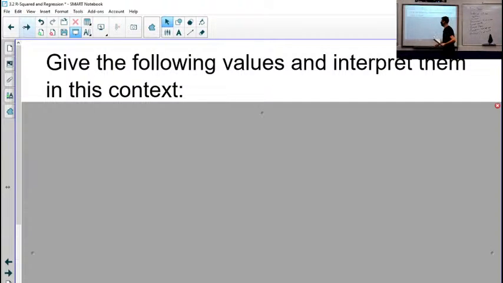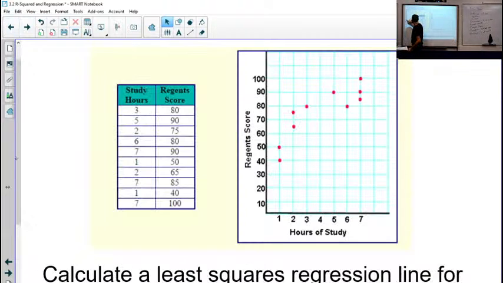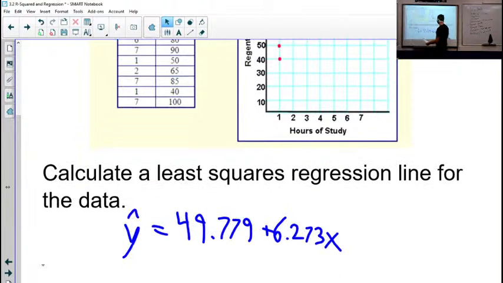Oh, I didn't give you the answer for the least squares regression line. There we go. By the way, you should define these variables, where y hat is the predicted score, and x is the number of hours studied.